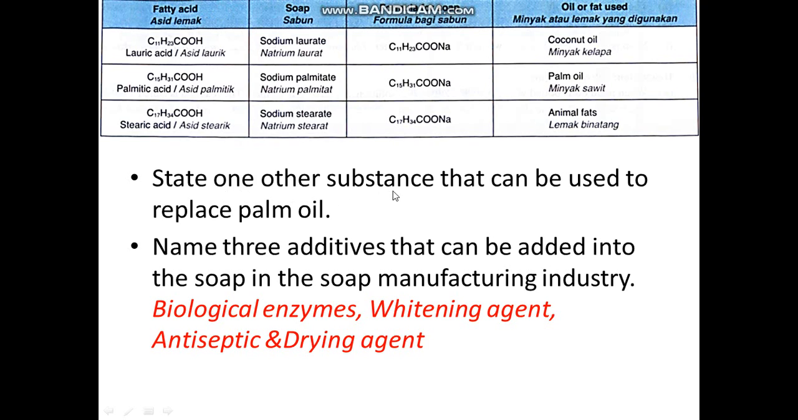Next, other substances that can be used to replace palm oil. I think you guys have an answer in your mind. You may write coconut oil, yes. You may also write olive oil. And here, name 3 additives. What can we add into the soap in the soap manufacturing industry? We may add biological enzyme, or antiseptic. Antiseptic can be used to kill bacteria.